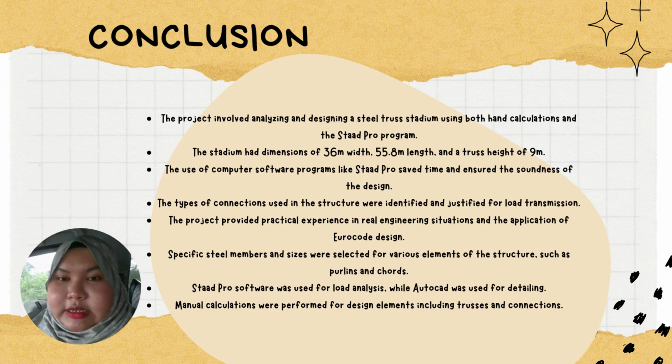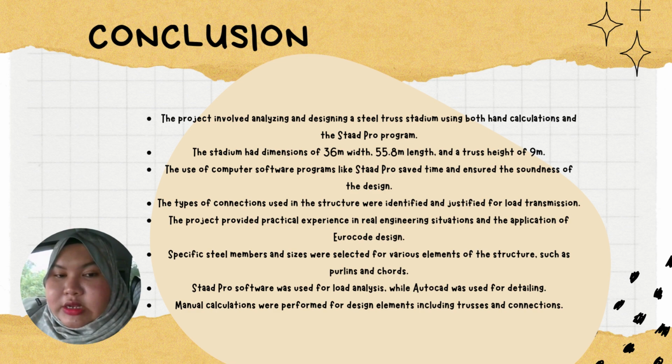Okay, lastly, kita akan bincang pasal conclusion. Okay, first, the project involves analyzing and designing the steel truss stadium using both hand calculation and the STEM Pro program. Second, the stadium has dimensions of 36 meter width and 55.8 meter length, and a truss height of 9 meter. The use of computer software programs like STEM Pro saves time and ensures the soundness of the design.